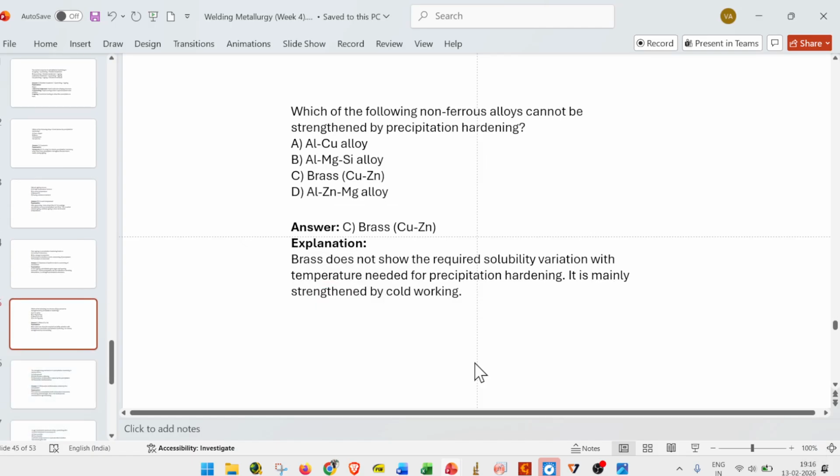and strength and hardness will decrease. Okay. Next, which of the following non-ferrous alloys cannot be strengthened by precipitation hardening? That is brass, because brass does not show the required solubility variation with temperature needed for precipitation hardening. It is mainly strengthened by cold working. Okay.